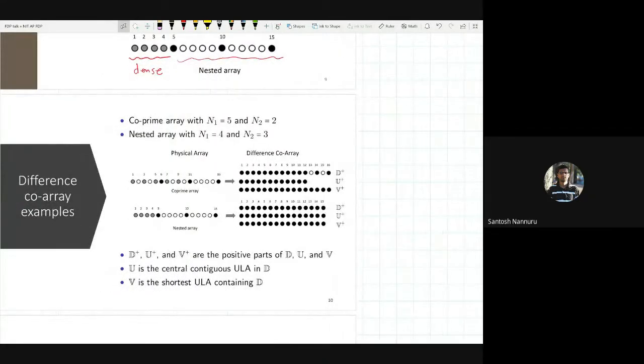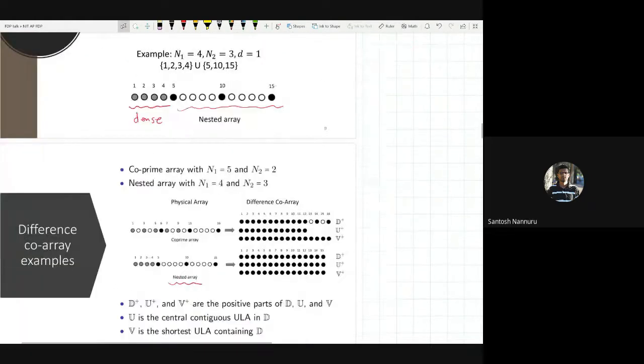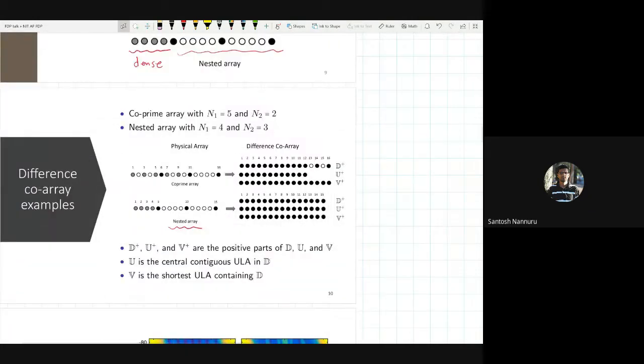So the nested array is the one which we figured out, right? So the difference array has 0 to 14. I am numbering here from 1, so that's why it's different. So it's from 1 to 15, that's all. The same thing, right? So this D plus has 15 elements. So black dot means all those elements are present.